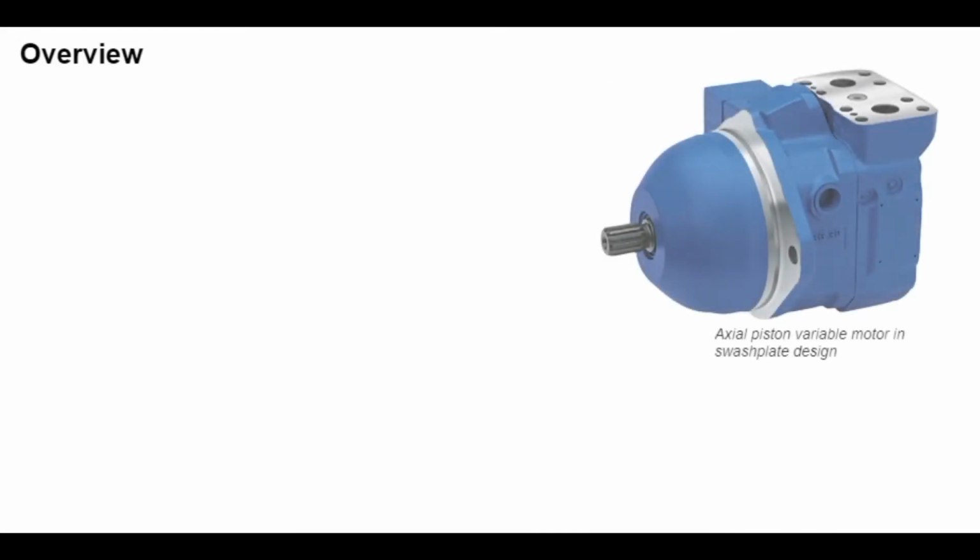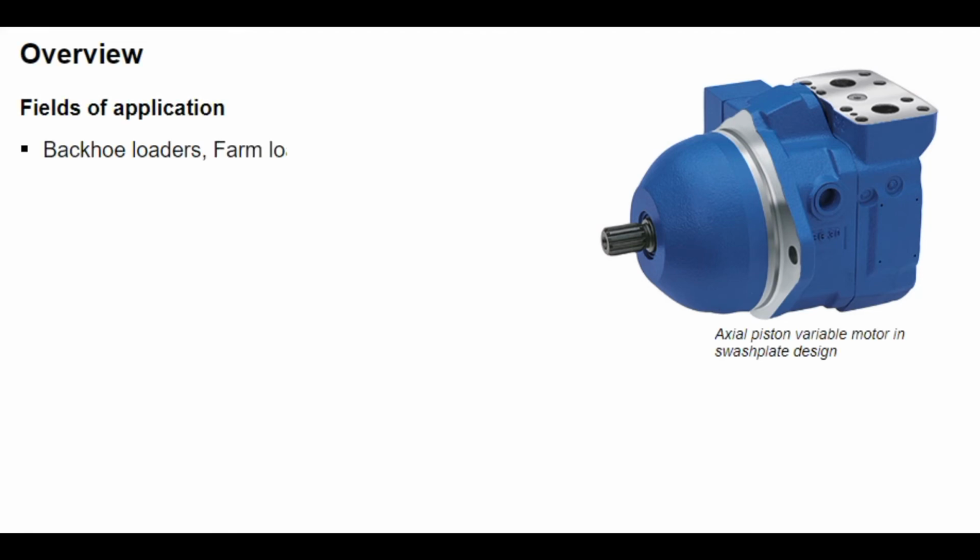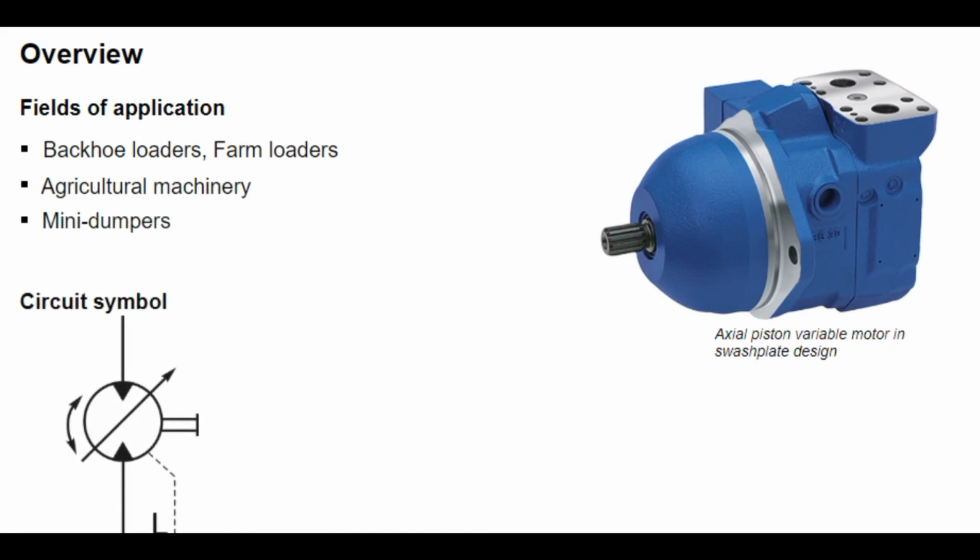The Rexroth A10VM and A10VE are swash-plate axial piston variable motors. They are used in open circuit, closed circuit, medium pressure hydrostatic drives, primarily in tight spaces. They are utilized as switch motors mainly in backhoe loaders, farm loaders, agricultural machinery, mini dumpers, and vibration rollers. The circuit symbol for this kind of motor is the symbol for a reversible variable motor with a drain port.